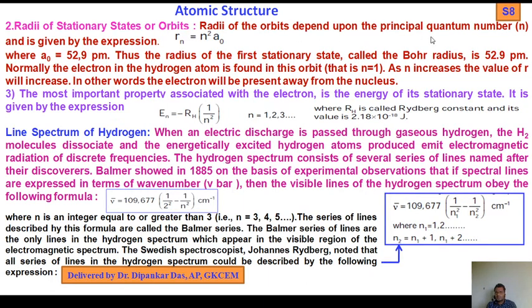Radii of orbits depend upon the principal quantum number n and are given by r_n equals n squared a0. So the radius of the orbit depends upon the principal quantum number and is given by the expression r with subscript n, that is equal to n squared a0. Here a0 equals 52.9 picometers.